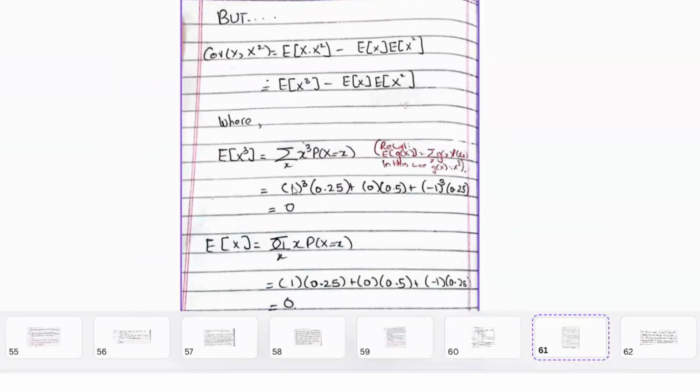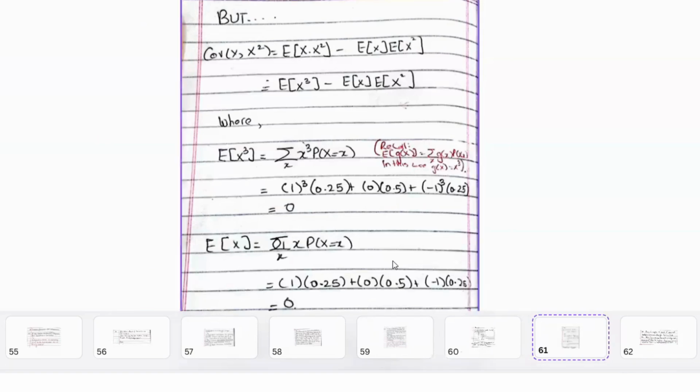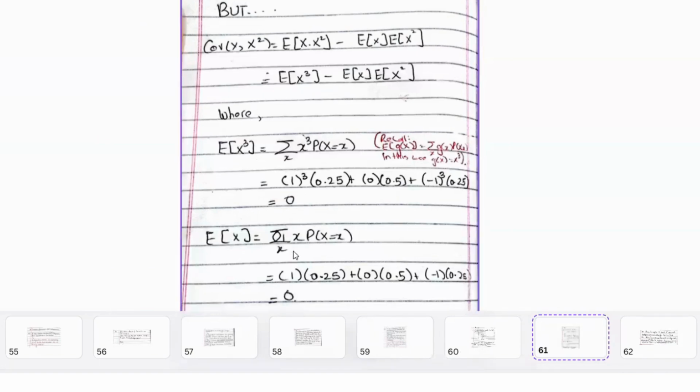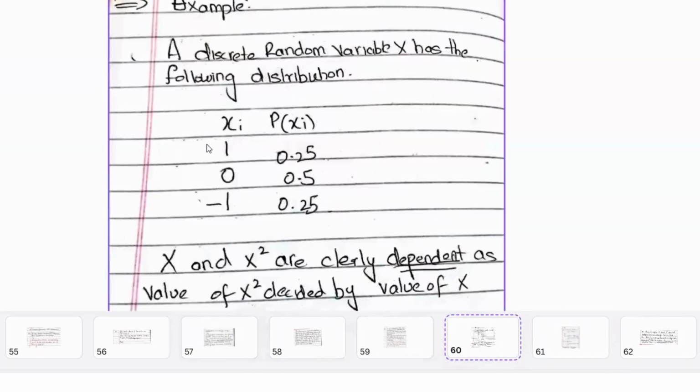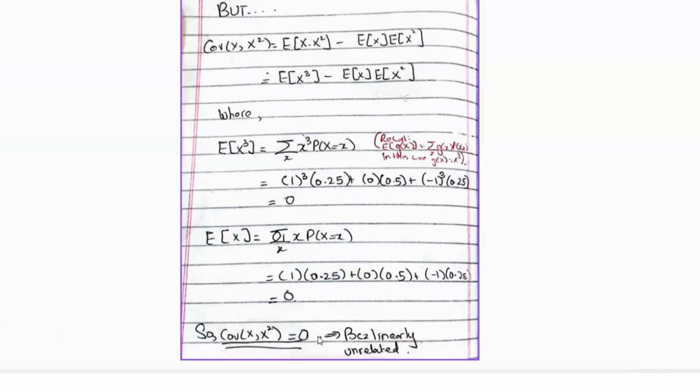So expected value of x cube would just be summation over all x, x cube, probability x is x. So it's 1 cube into 0.25, like over here, plus 0 cube into 0.5, plus -1 cube into 0.25. And this turns out to be 0. Similarly, we can find expected value of x as summation over all x, x into probability x is x. So it will be 1 into 0.25 plus 0 into 0.5 plus -1 into 0.25. So this is just like finding expected value of a discrete random variable or function of a discrete random variable like x cube using the PMF of x. So from here, we can see the covariance between x and x square is just equal to 0.